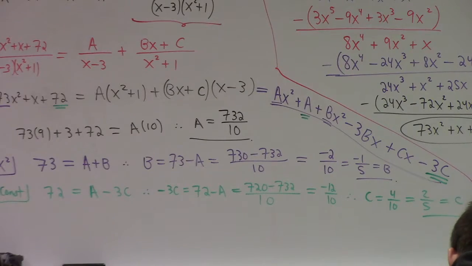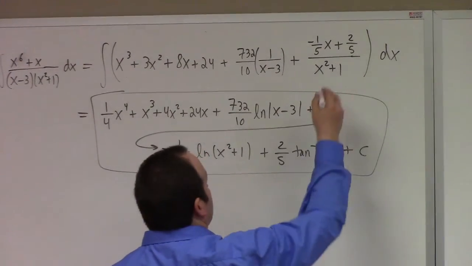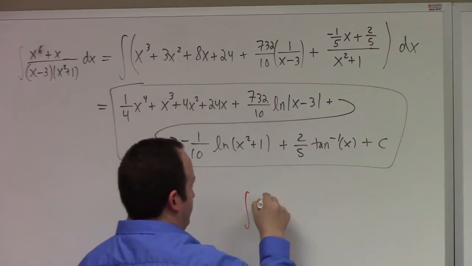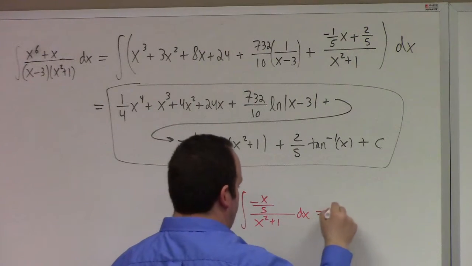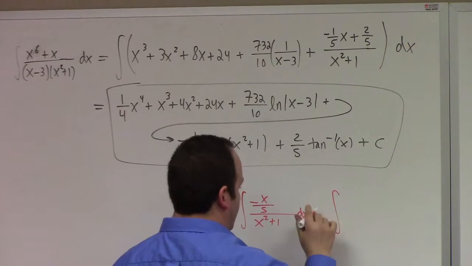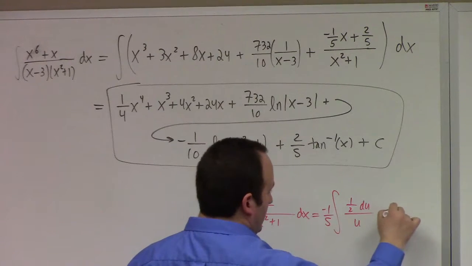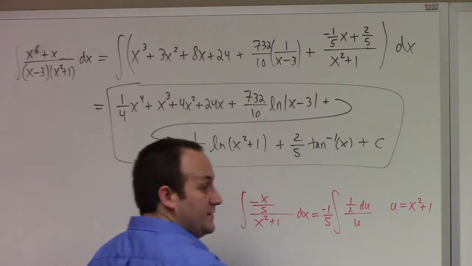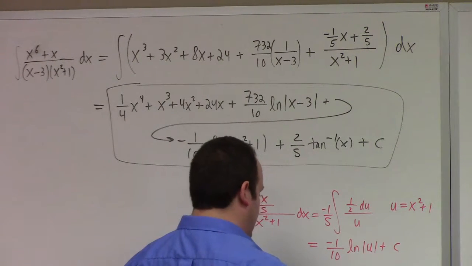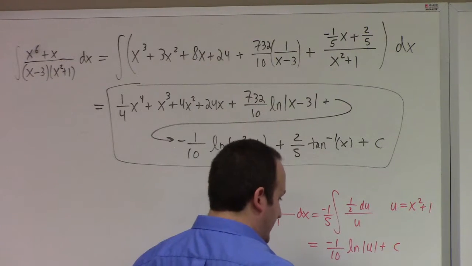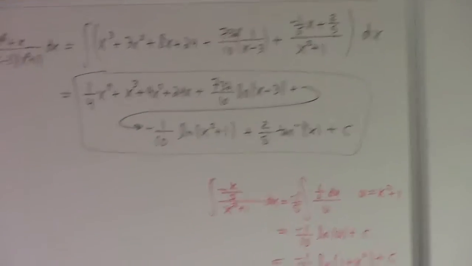Why is there a natural log there? So what am I doing? What I'm doing is this is the integral of, bring the minus fifth outside, okay? And we have 1/2 du over u, where u is equal to x squared plus 1, right? So that's minus 1/10 natural log of the absolute value of u plus a constant, but that's minus 1/10 the natural log of 1 plus x squared. And that's why that's that.